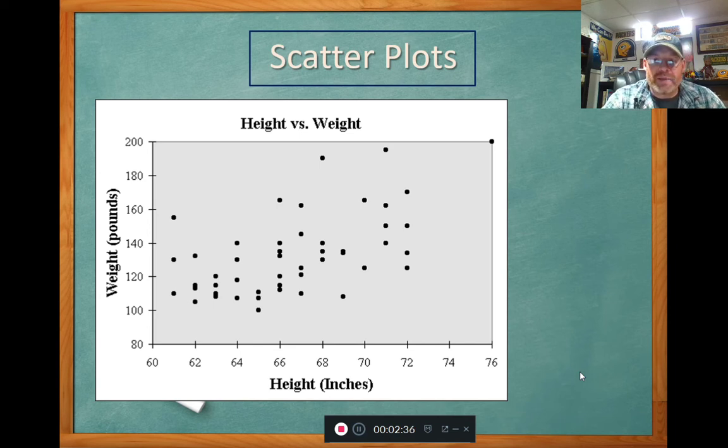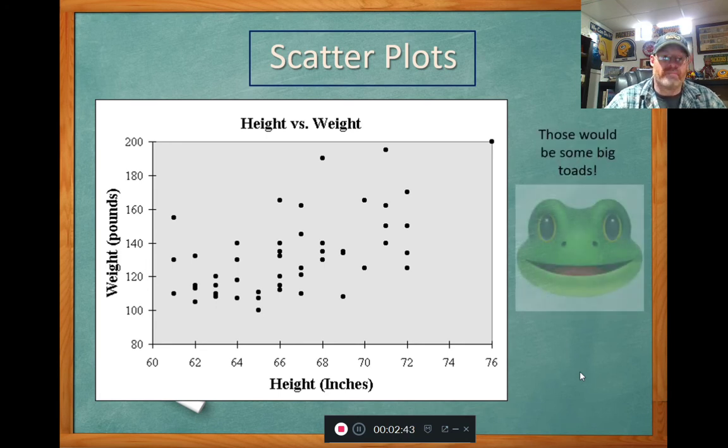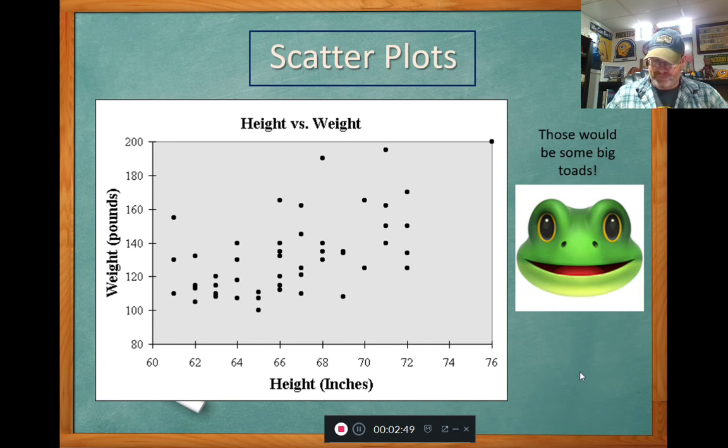Let's just hope that the information here isn't in fact about toads, because those would be some mighty big toads. 68 inches, 140 pounds. Yeah.